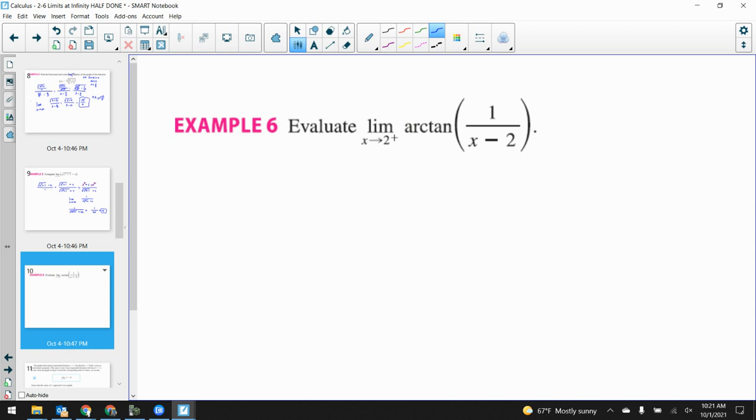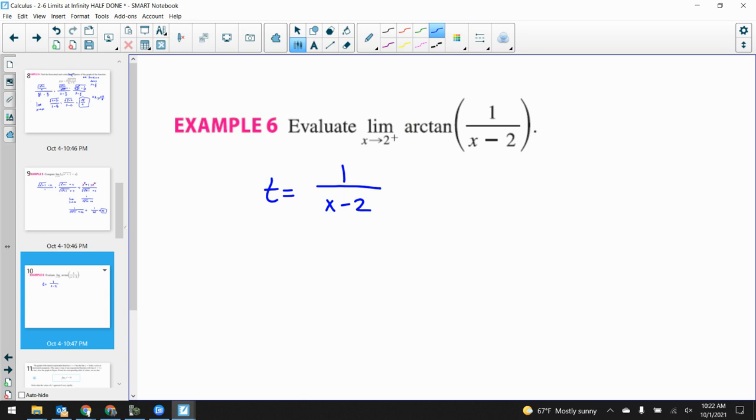Now, you may be thinking to yourself, wait a second, we're talking about limits at infinity. Why am I making the x value go to 2? This whole section should be about the x value going to infinity. Well, let me show you something. I am going to make some value t of 1 over x minus 2.